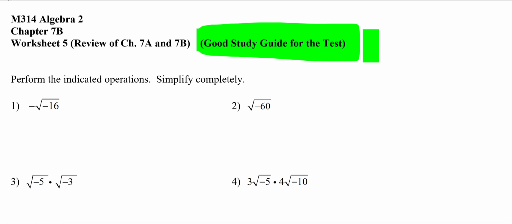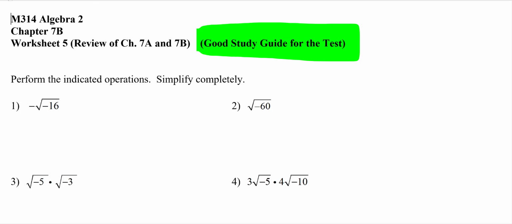There are 26 questions, and they said it's split up: the first page, through the first 16 problems, is chapter 7B, and 7A then is from 17 to 26. Okay? All right, anyway, let's get going here.